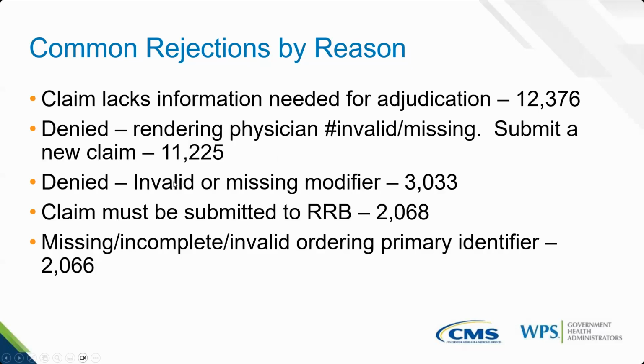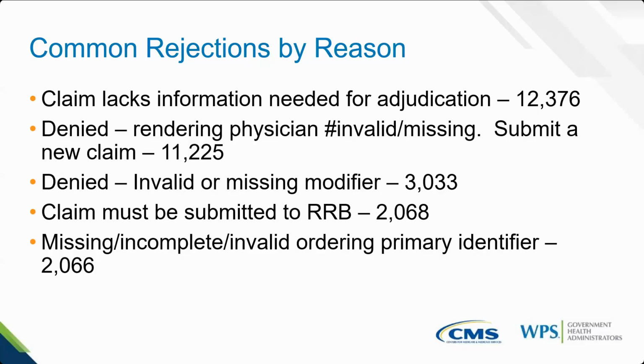And there again, folks, remember I said to you, some of these sometimes don't appear to make a lot of sense, because it is indeed common rejections by reason code that I'm talking about now. And this is how this one prints out. It says denied. So does the next one. If you'll look to the third bullet, it says denied, but it's actually a rejection. Rendering physician number invalid or missing. Submit a new claim. 11,225. That means the number was invalid. Maybe it was keyed incorrectly, so that made it invalid, or it was missing altogether. You need to correct that.